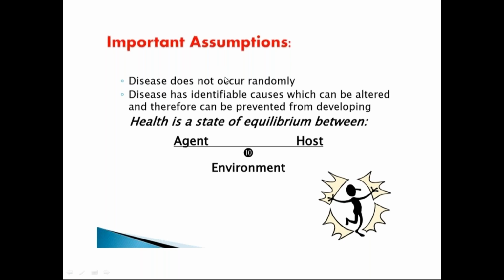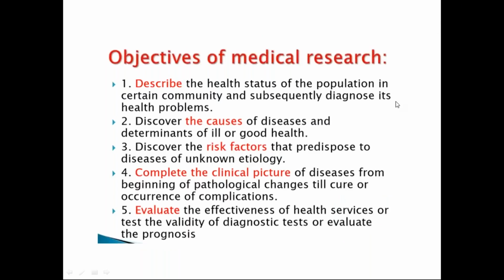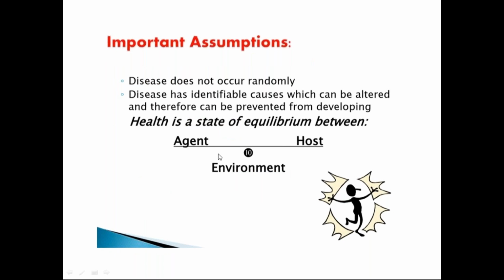So these are some of the important assumptions we need to make. Disease does not occur randomly. We know that it does not occur randomly. Diseases have identifiable causes and can be altered and therefore can be prevented from developing. So these are some of the assumptions. Health is a state of equilibrium between what? The agent and the host, in between the environment. So what do we mean? Let me take back this assumption.